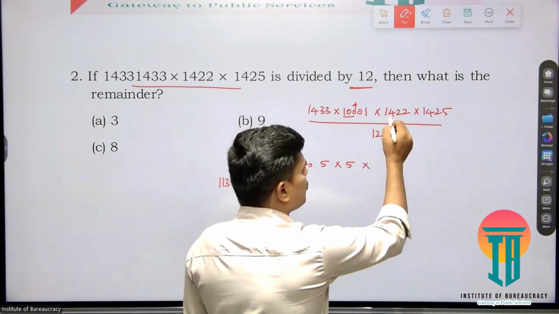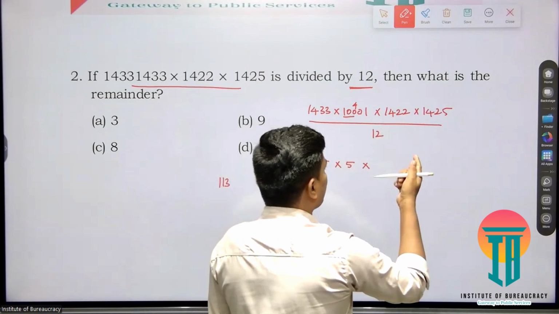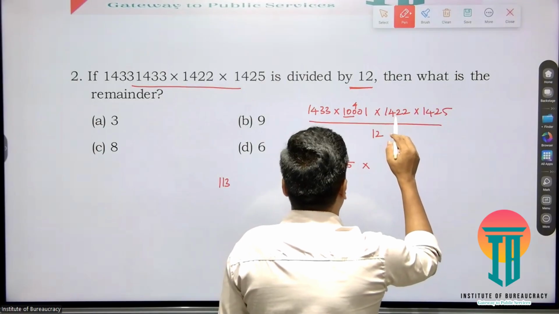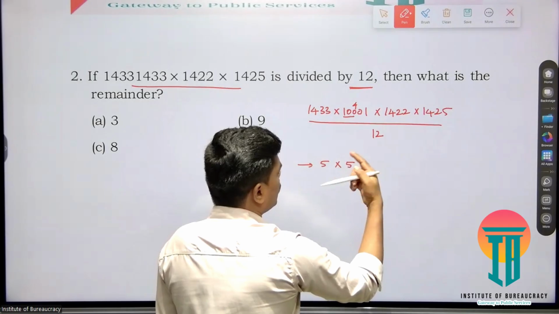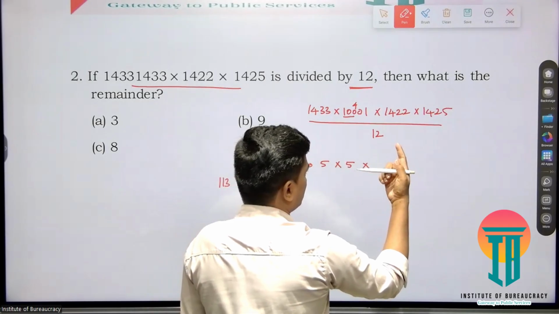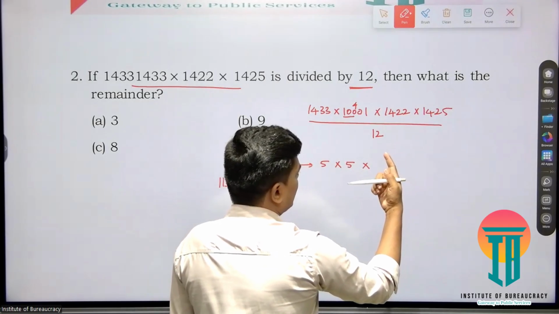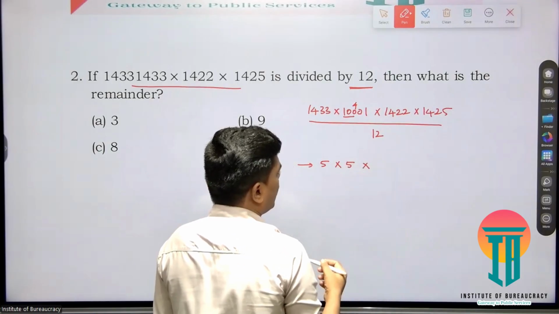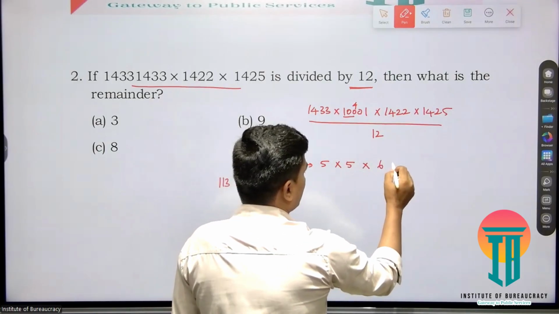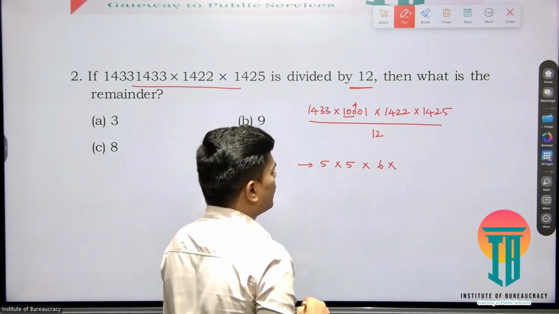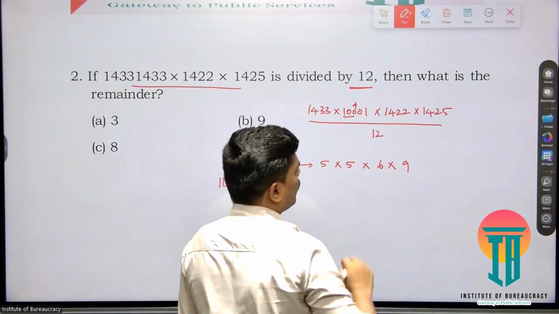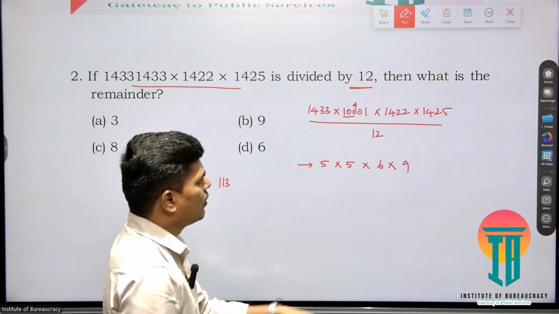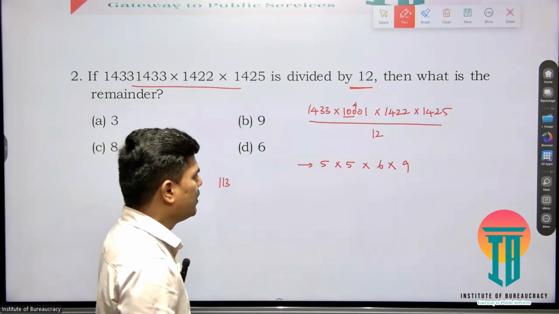And here, when it comes to 1422, the remainder is going to be again 1. Carry over is 2, 22. 22 means 10 carry over. 102. 102 means it's going to be 6. And then here it is going to be 9. So 1425, the remainder is going to be 9.